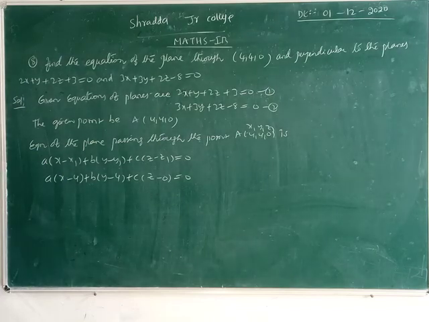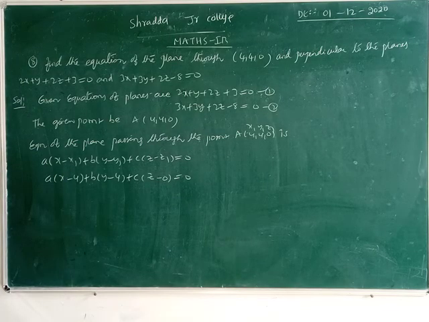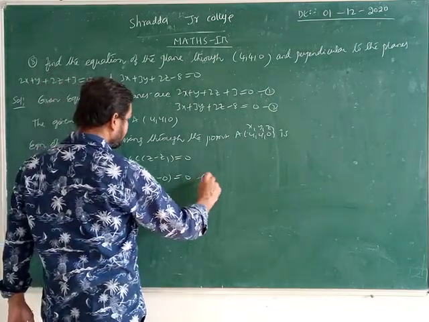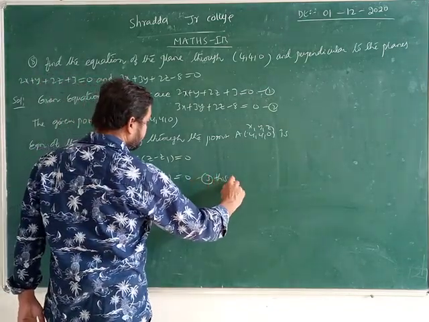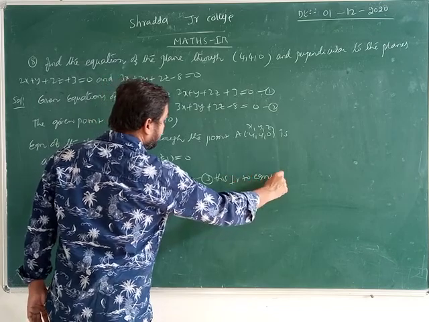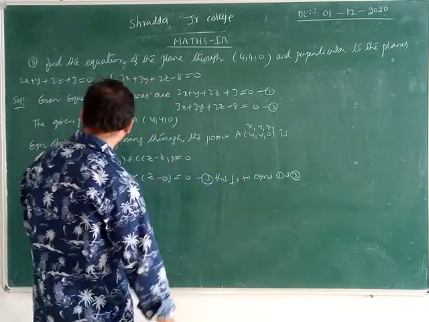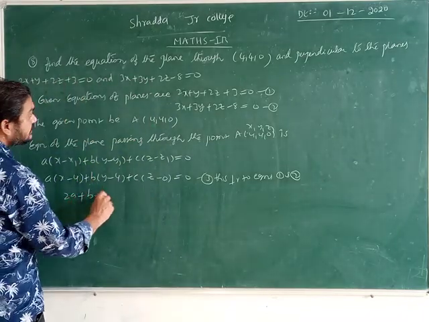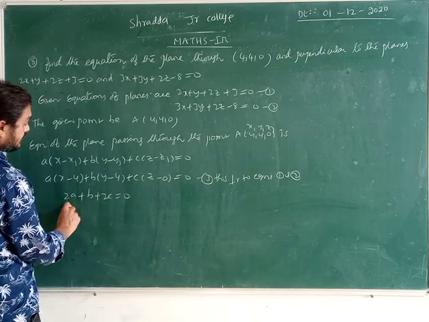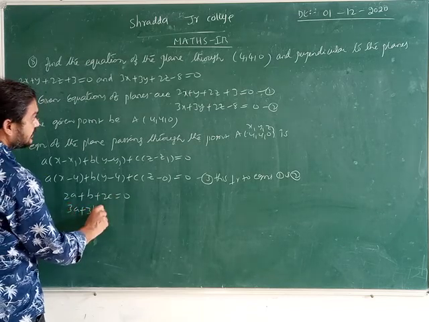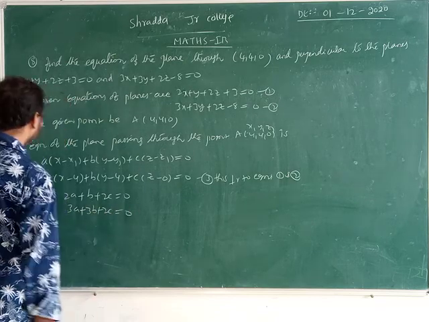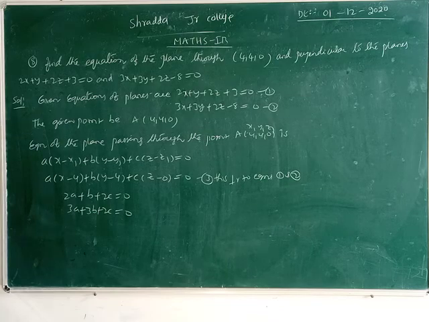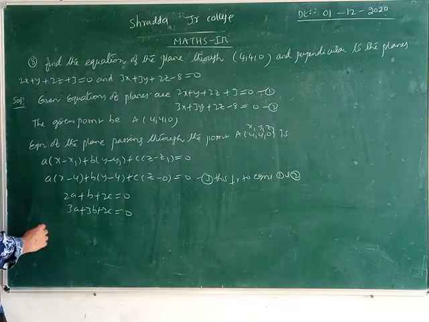So now this plane is perpendicular to equations 1 and 2. So what are we getting here? Now here, that is 2a plus b plus 2c equals 0. Next, 3a plus 3b plus 2c equals 0. Now see, solving the above two equations, what are we getting here?